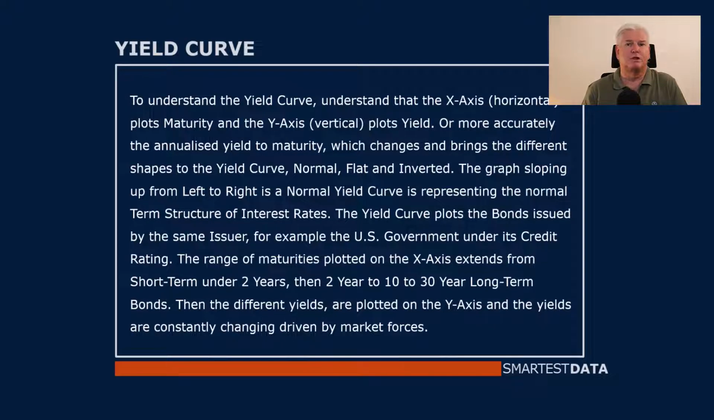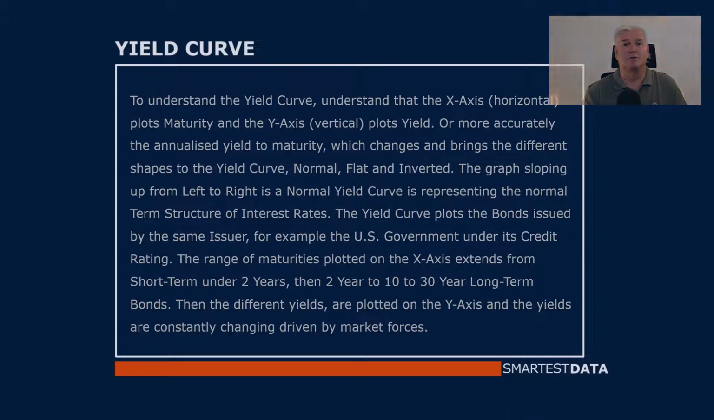The yield curve plots bonds issued by the same issuer, for example the US government, under its credit rating. The range of maturities plotted on the x-axis extends from short-term, under 2 years, then 2-year, to 10 to 30-year long-term bonds. The different yields are plotted on the y-axis and the yields are constantly changing, driven by market forces.